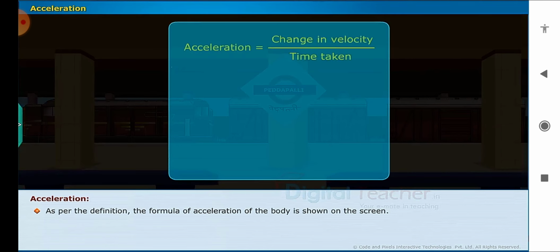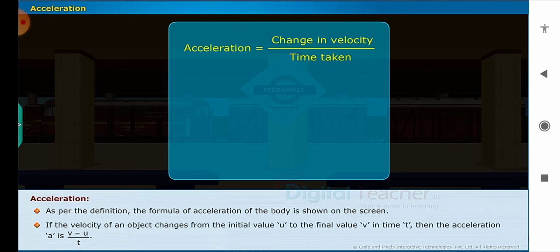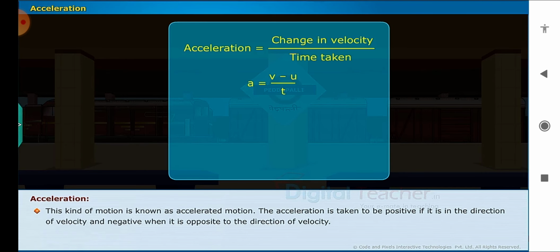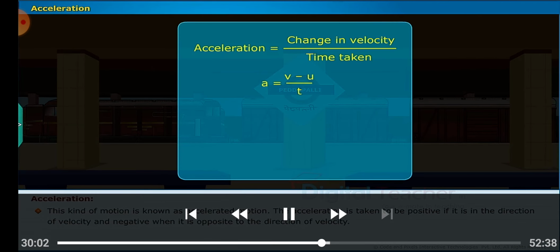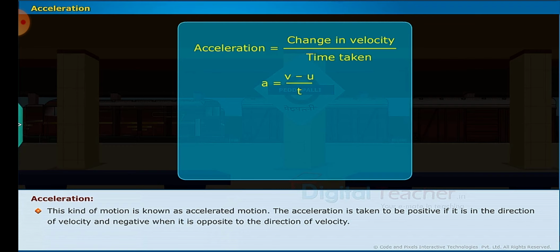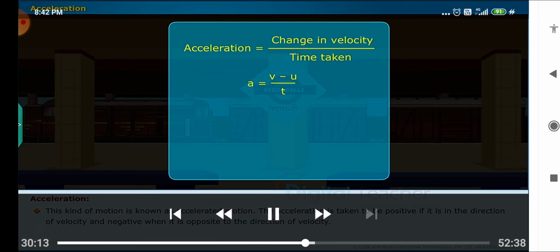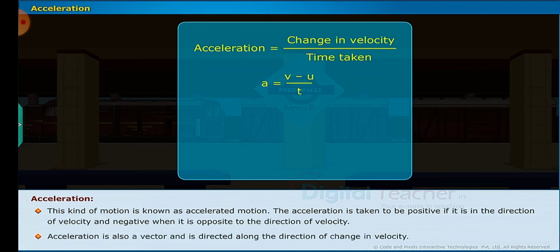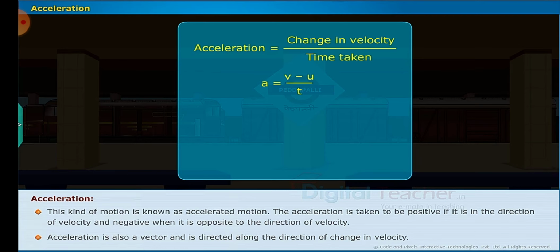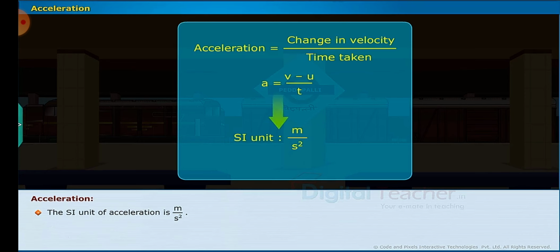As per the definition, the formula of acceleration of the body is shown on the screen. If the velocity of an object changes from the initial value u to the final value v in time t, then the acceleration a is (v minus u) by t. This kind of motion is known as accelerated motion. The acceleration is taken to be positive if it is in the direction of velocity and negative when it is opposite to the direction of velocity. Acceleration is also a vector and is directed along the direction of change in velocity. The SI unit of acceleration is meter per second square.